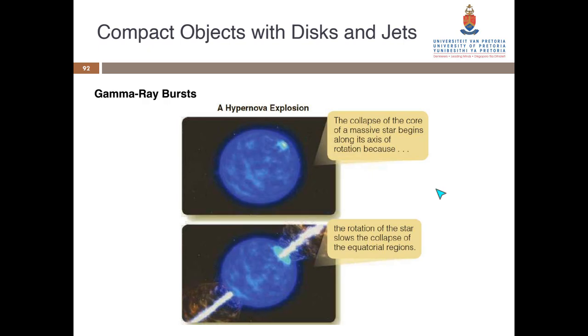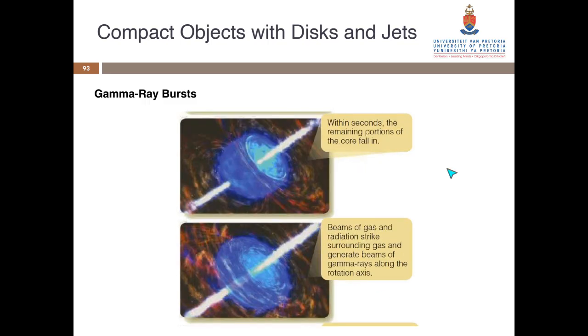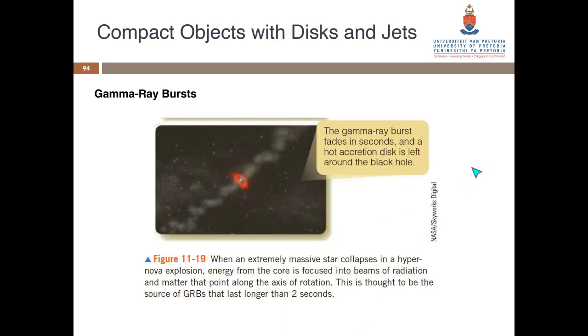The collapse of the core of a massive star begins along its axis of rotation because the rotation of the star slows the collapse of the equatorial regions. And then within seconds, the remaining portions of the core fall in. Beams of gas and radiation strike surrounding gas and generate beams of gamma rays along the rotation axis. And then the gamma ray burst fades in seconds, and a hot accretion disk is left around the black hole.